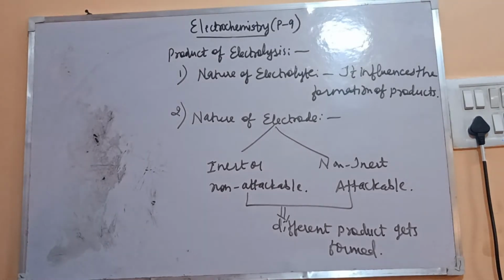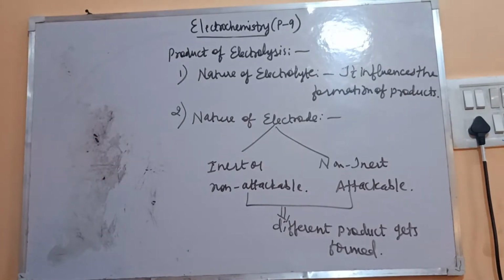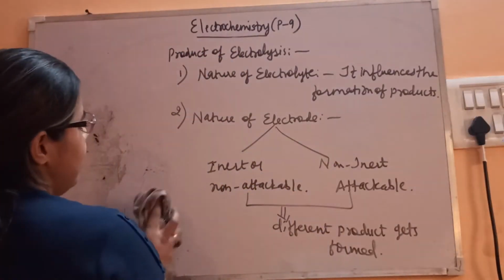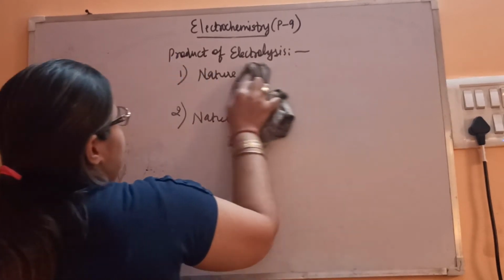Then the last factor, third, is the oxidizing and reducing species present in the electrolytic cell.